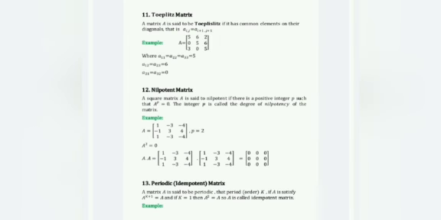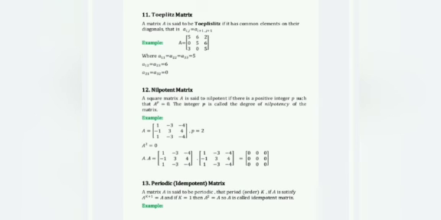11th one, Toeplitz matrix. A matrix A is said to be Toeplitz if it has common elements on its diagonals, that is Aij equal to Ai plus 1, j plus 1. Nilpotent matrix. A square matrix A is said to be nilpotent if there is a positive integer p such that A to the power p is equal to 0. The integer p is called the degree of nilpotency of the matrix.